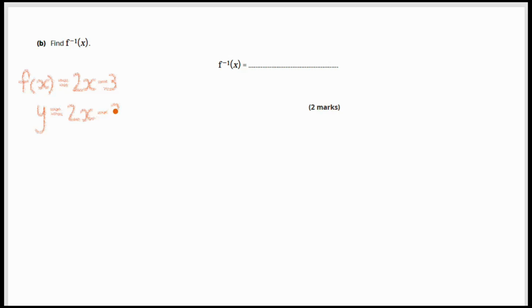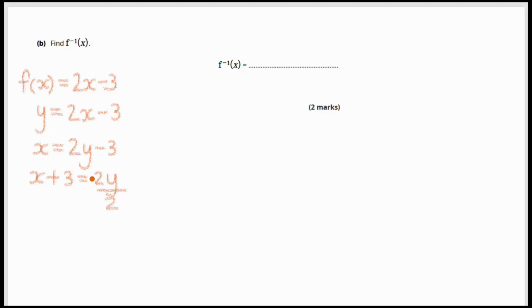And then because we are finding the inverse, we are literally swapping x and y. So instead of y, we write x. And instead of x, we write y. So then we have x is equal to 2y minus 3. Now we want to make y the subject. So I'm going to take the 3 over to the other side. It becomes positive. So then I have x plus 3 is equal to 2y. And now I want to isolate for y. So I'm going to divide by 2.